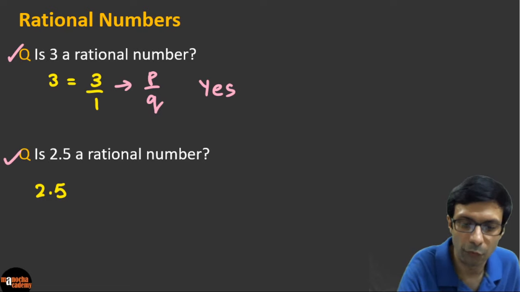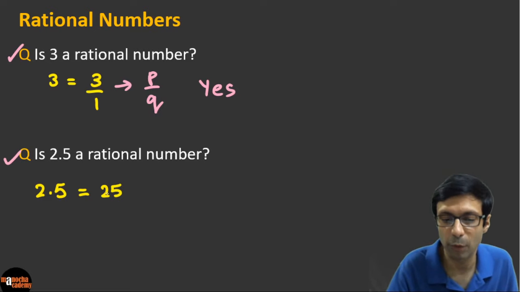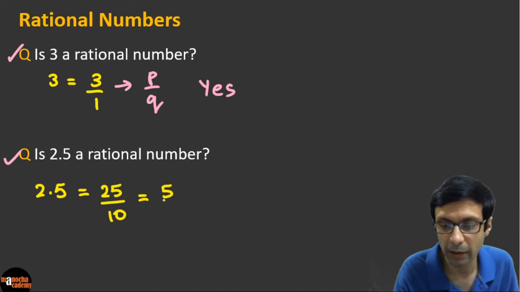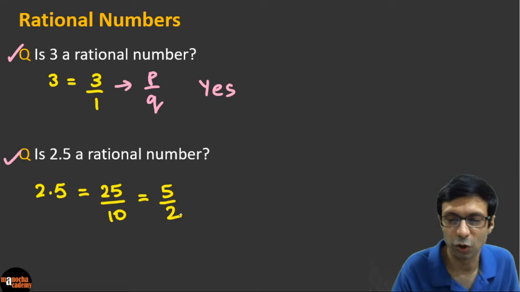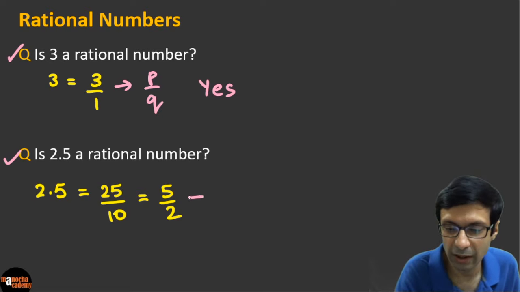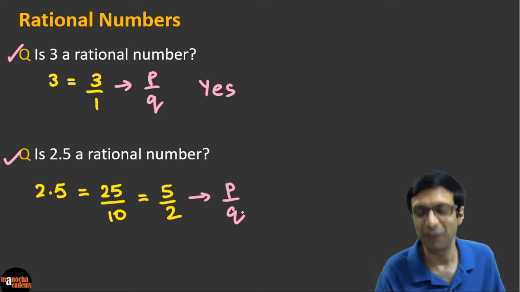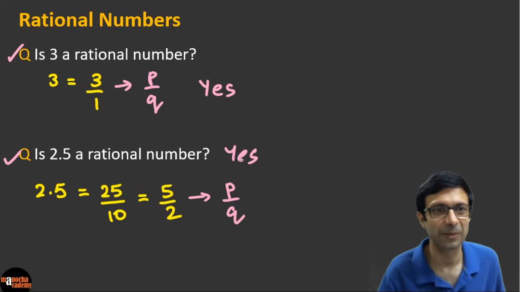So for these simple things, for 2.5, what can we write? We want to try to get it to a fractional form. Is that possible or not? So 2.5 is going to be 25 by 10, and you can simplify that, right? So it's going to be 5 by 2, and can you see, it's clearly the p by q form, 5 by 2. So this is definitely a rational number. So the answer here also is going to be yes.